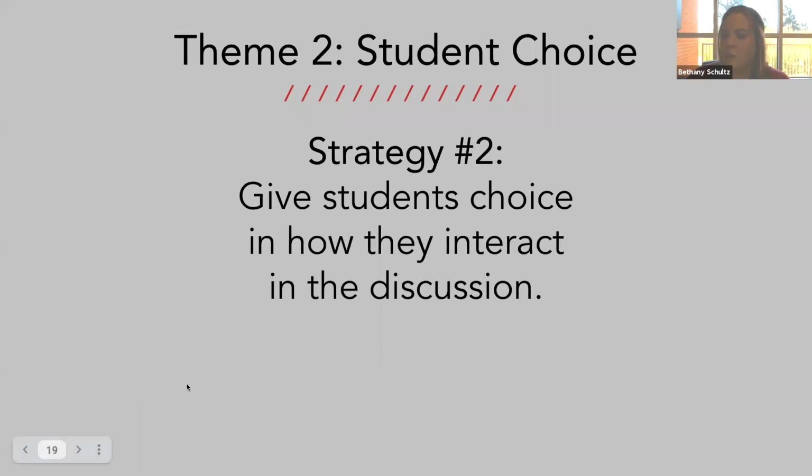Another strategy was to give students choice in how they interact in the discussion. So this could be giving them multiple prompts so that they could choose from, so they have some choice of what they are interacting with. But we found one professor in particular gave 3 options underneath their posted video lectures that they wanted students to have a discussion about. They could either ask a question, respond to somebody else's question, or comment on something interesting.